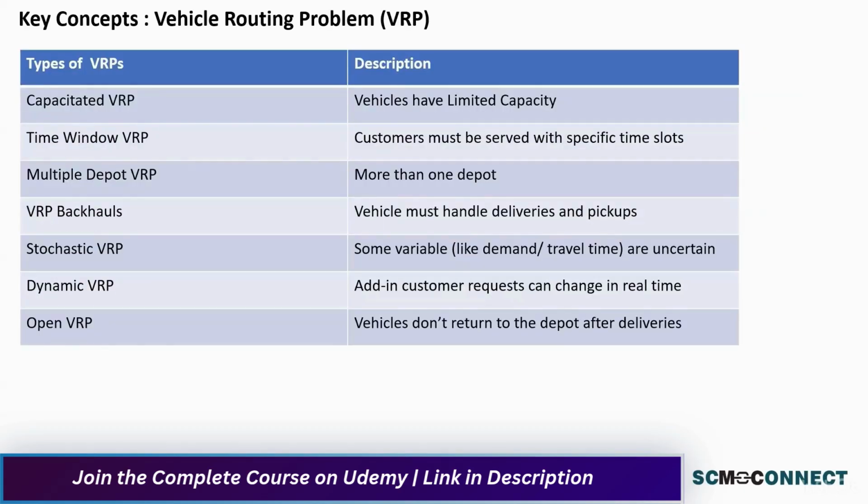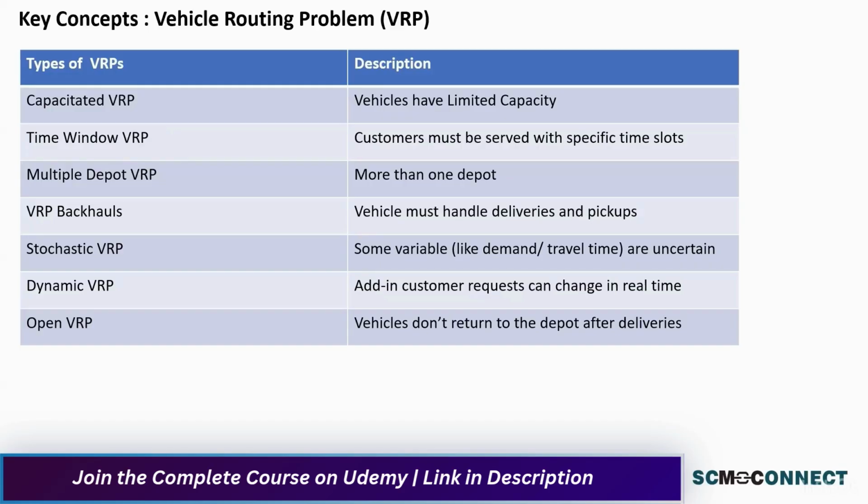There are various types of VRPs. It could be capacitated VRP, where there is a limited capacity, every vehicle has a certain capacity. Time window VRP, which is where customers must be served within a specific time. Multiple depot VRP, where one could have more than one depot. In Jaipur there could be 2 depots or 5 depots, right?